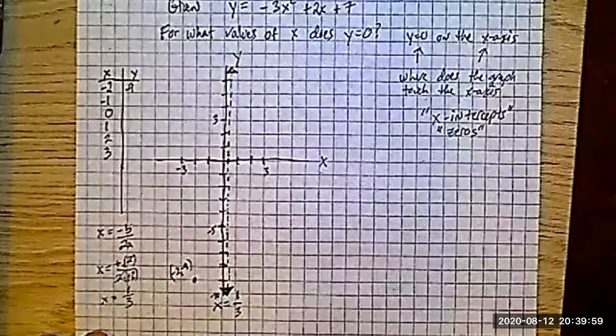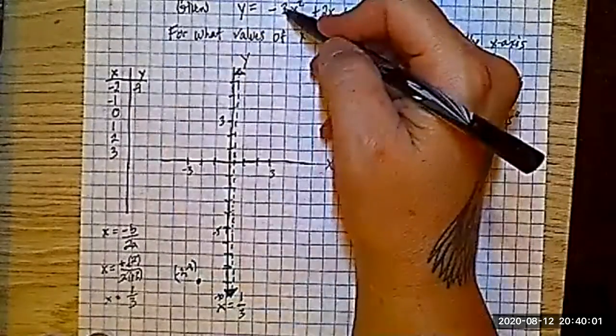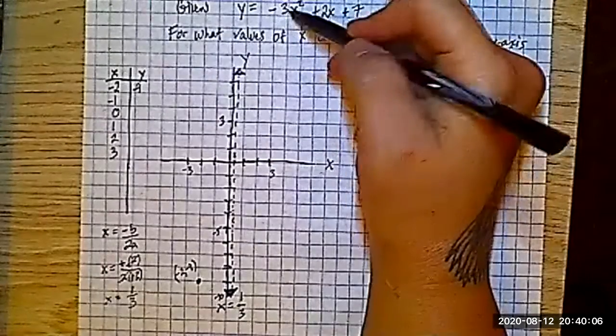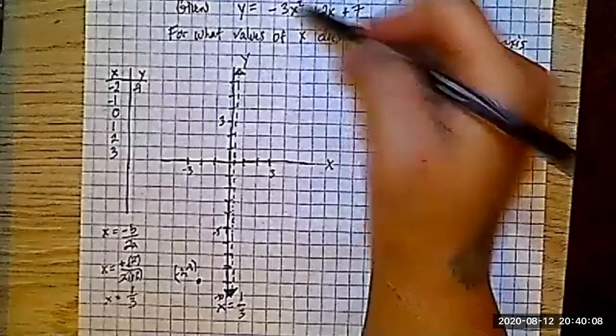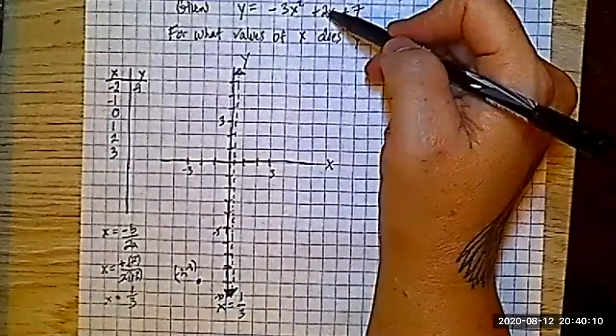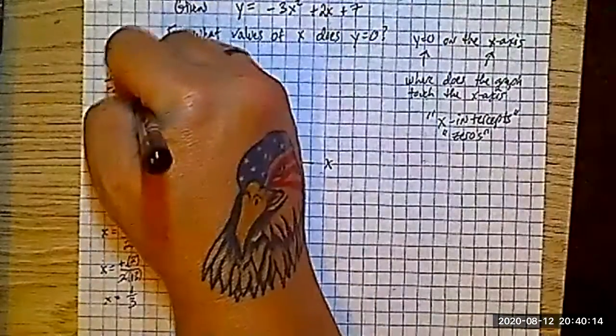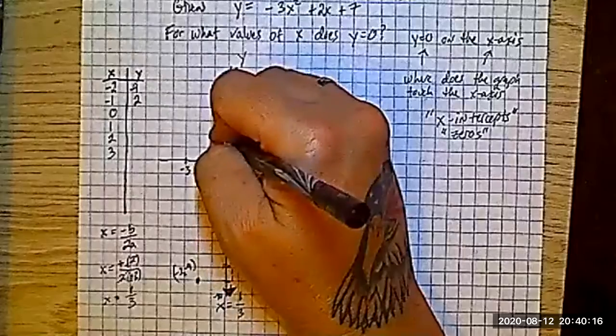All right, let's keep it going. If I plug in a negative 1 here, negative 1 times negative 1 is 1. So this is negative 3. This will become negative 2. So all that's negative 5 plus 7 is 2. So our next point is at negative 1, positive 2.